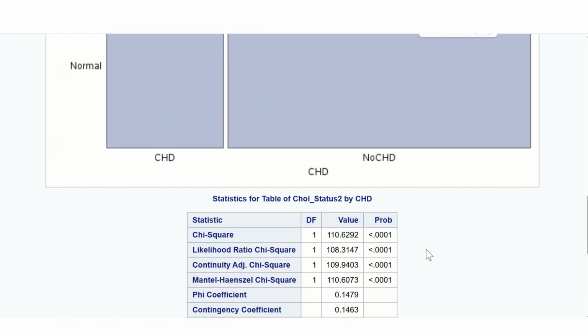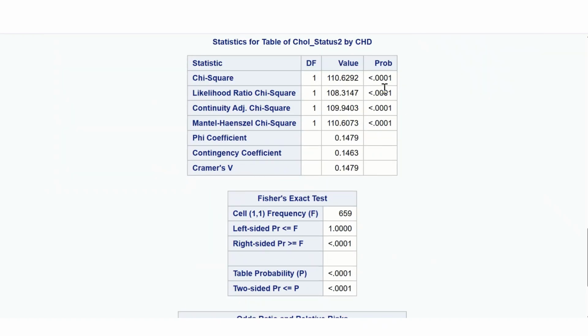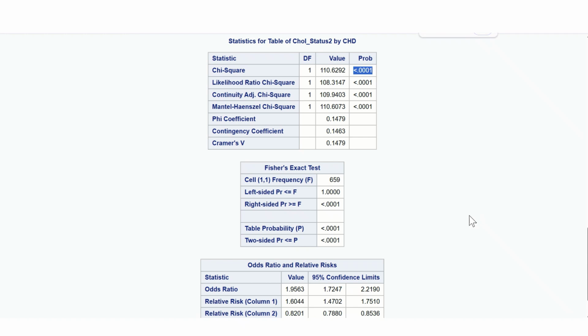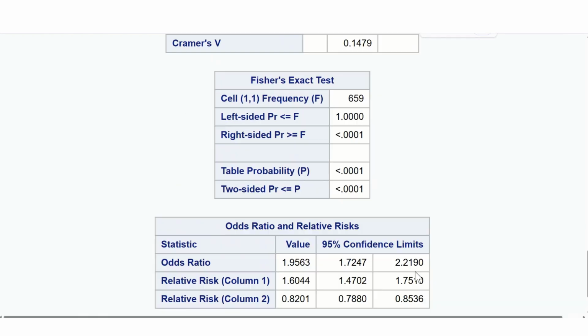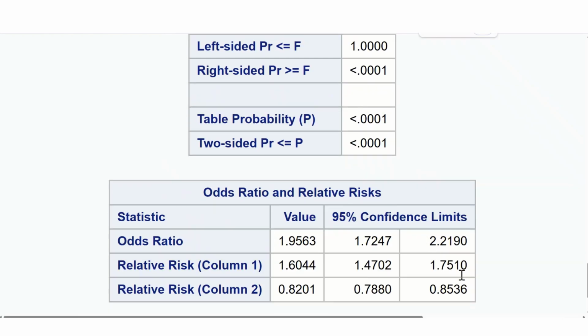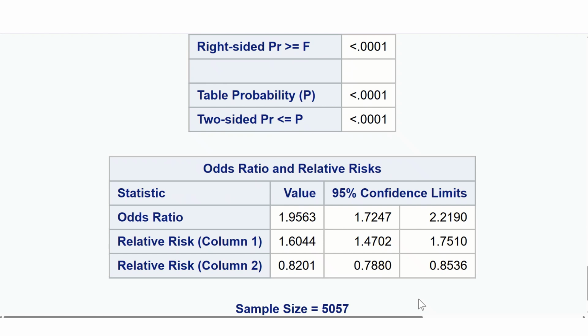And then here are our results. The p-value for chi-square is way less than 0.05, indicating that there is a statistically significant difference in the cholesterol categories who develop chronic heart disease, indicating that there is a statistically significant association between cholesterol status and chronic heart disease. And at the bottom of the table, we also see the odds ratio and relative risk.